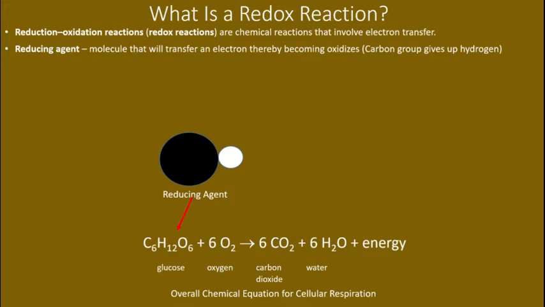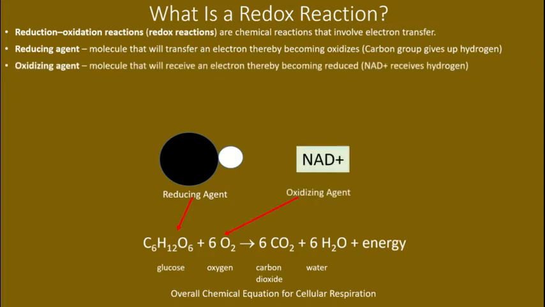Using the cell respiration equation below, glucose is the reducing agent as it contains hydrogens which have electrons to be transferred. The oxidizing agent is a molecule that will receive an electron, therefore becoming reduced. Reduction is the gain of electrons. NAD+ is what we call an electron carrier. And what it'll do is receive that hydrogen ion and electrons from the reducing agent.